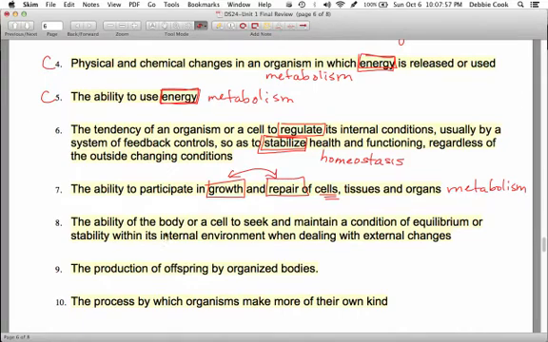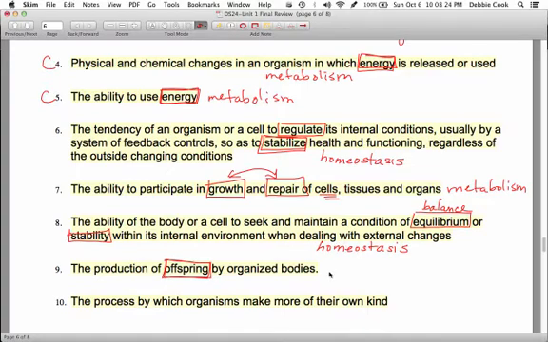Number 8, the ability of the body or a cell to seek and maintain conditions of, here's the key, equilibrium, which means balance. So I'm going to go ahead and write that. Or stability within its internal environment when dealing with external changes. Again, balance, stability, equilibrium. These are all key terms for homeostasis.